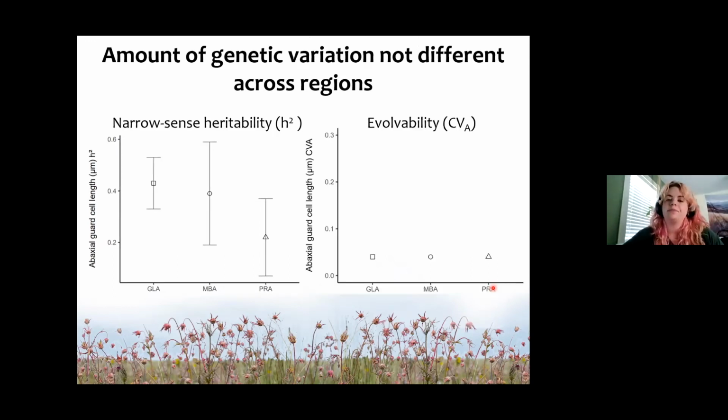If we look at the evolvabilities of guard cell length, we again find that the values are similar across the regions. But what really is important here is that the values are extremely low. They range from 0 to 0.1. So if we think again about what evolvability is, the amount of variation present in a trait that can respond to selection, our values indicate that these traits don't have a large capacity to respond to selection.